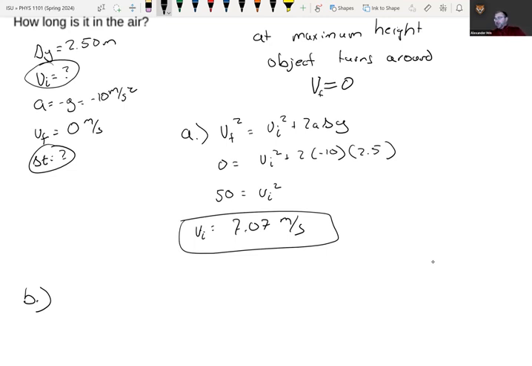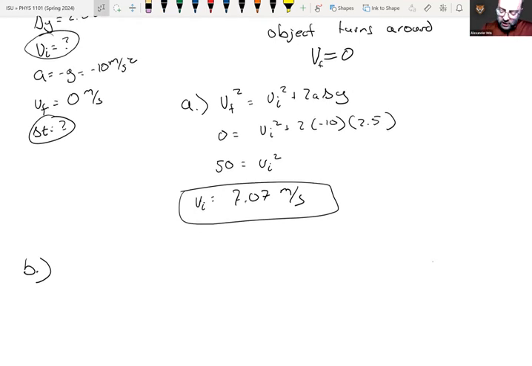So we're not actually looking at the same situation. And that is key for some of these problems. You're not always looking at the same situation. So it turns out some of these things have actually changed. Now, good for us. We now know that for this new situation, our initial velocity is 7.07 meters per second. We still know a, that's just negative 10 meters per second squared.